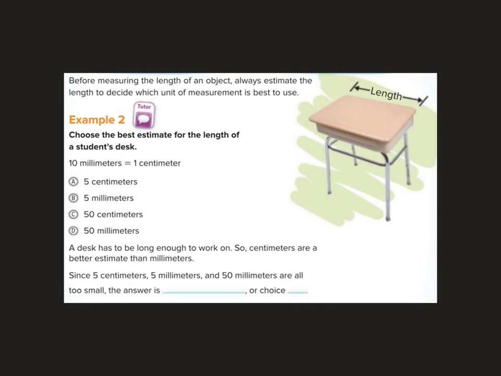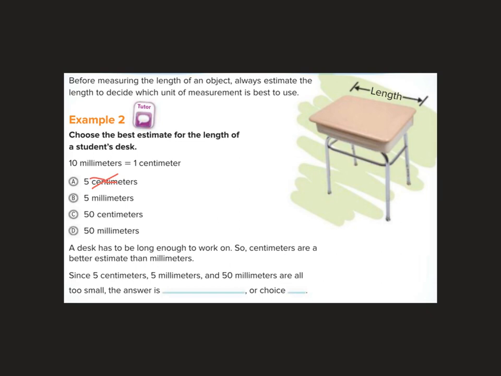I wouldn't pull that out to measure something that small, right? So we have to first decide what's the best unit of measurement. Choose the best unit of measurement for the length of the student's desk. I'd probably measure it in centimeters, right? So 10 millimeters equals 1 centimeter. I would say definitely not 5 centimeters. That'd be 5 pinkies. Nope, that's not enough.